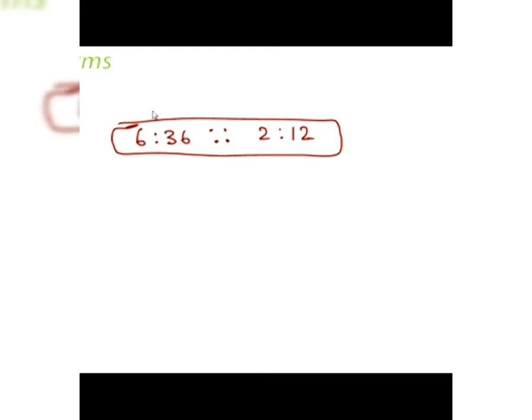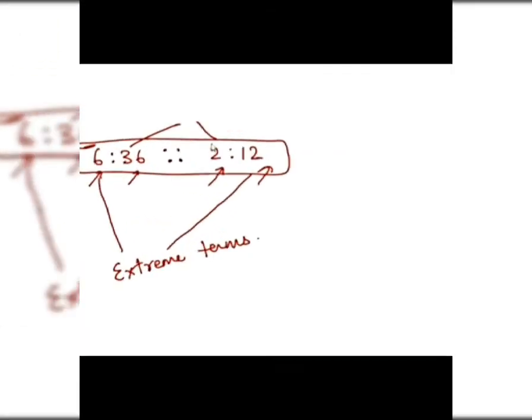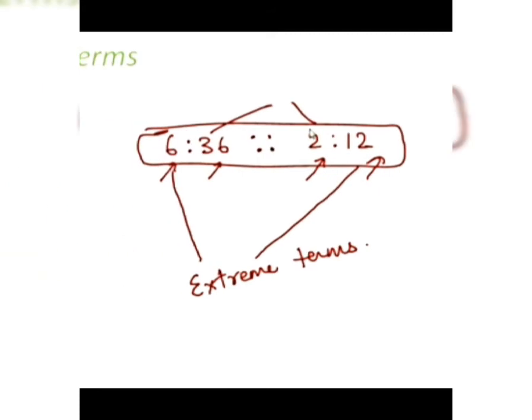Now the two cornermost terms, here the cornermost terms are 6 and 12. These two terms at the ends are called extreme terms. In this case, the two end terms, the corner terms, are 6 and 12. So these two terms, 6 and 12, are called the extreme terms. So whatever terms are in the corners, these two terms are called extreme terms.